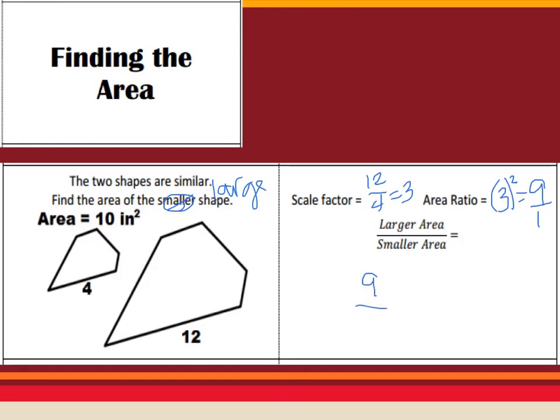When we set up our proportion, our larger area is going to be 9 times the area of the smaller figure. So our area for our small one is 10 inches squared. In our proportion, our smaller number is in the denominator, so our 10 for our smaller area is going to go in the denominator. 1 times 10 is 10. To find our missing area for the larger one, we're going to multiply the top of this by 10. So 9 times 10 gives us an area of 90 square inches.